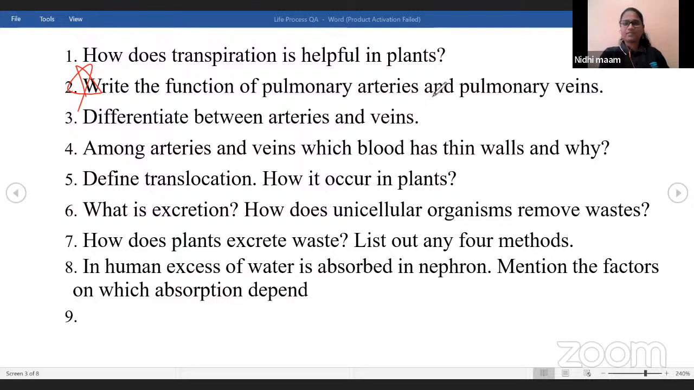Anyone again, will anyone try? Differentiate between arteries and veins. Yes. What do you mean by arteries and veins? Respond. Differentiate between arteries and veins.